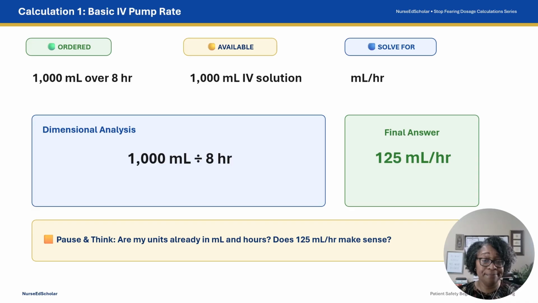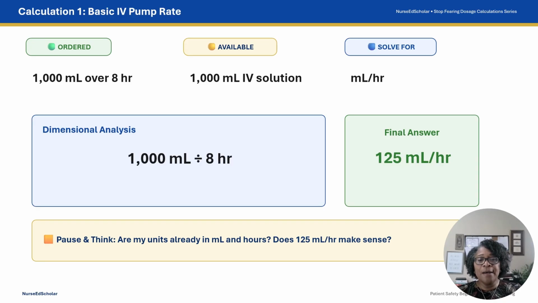All right. So let's begin. We're going to start with our first problem. What do we have here? The provider ordered 1,000 milliliters over 8 hours. Let's just say it's normal saline, 0.9% sodium chloride. And what is it asking? They're saying run 1,000 milliliters over 8 hours. So the question is really, at what rate should the nurse program the IV pump?